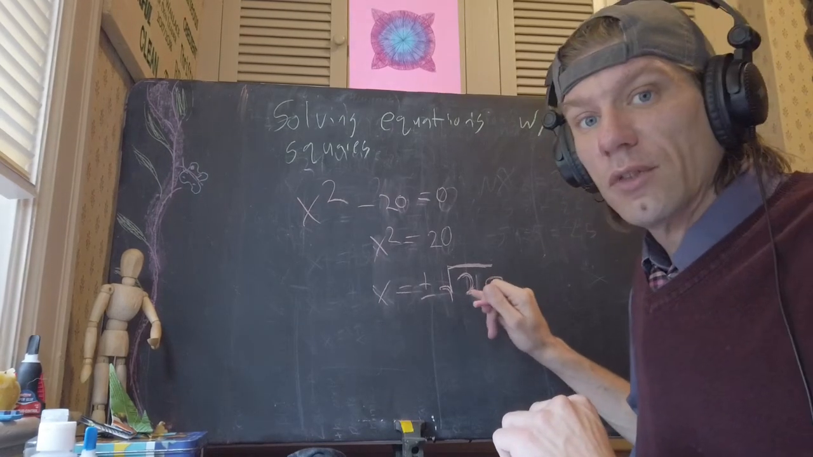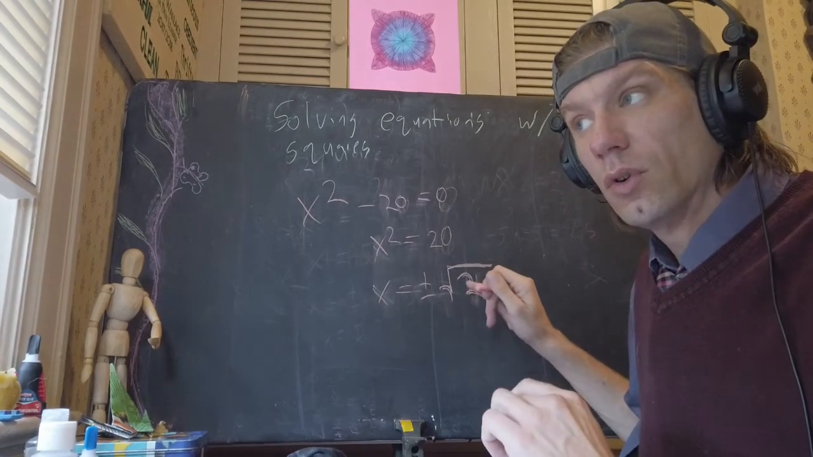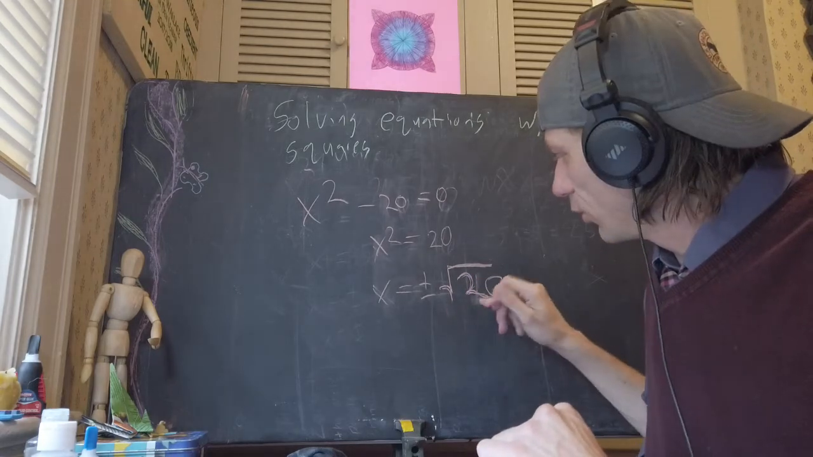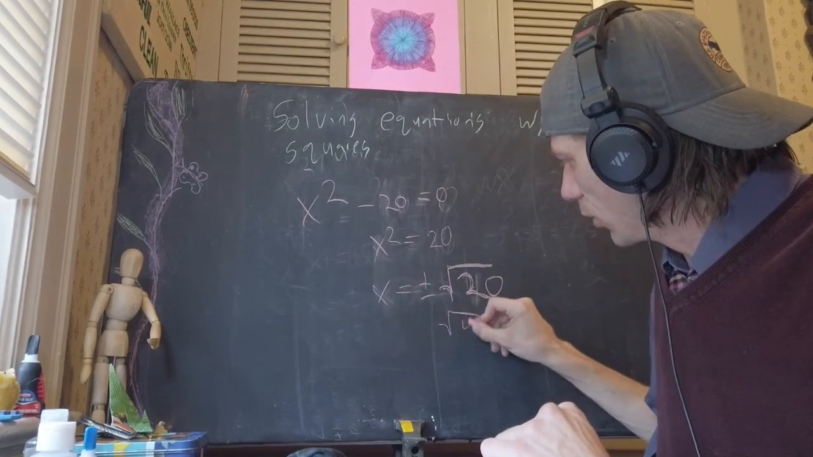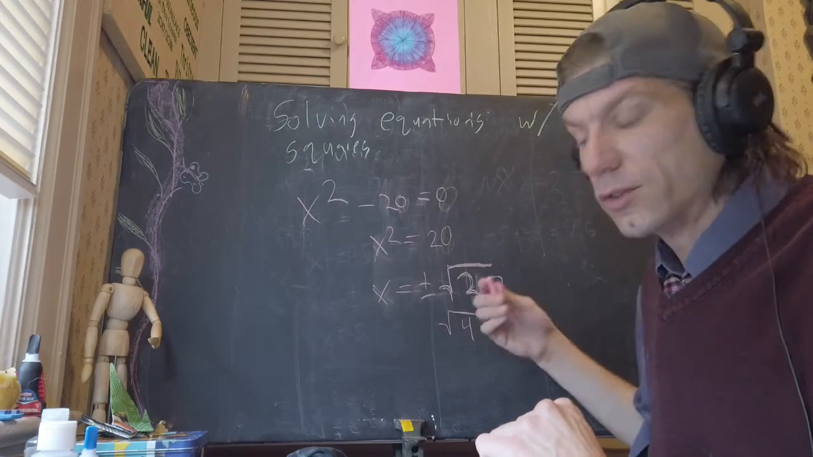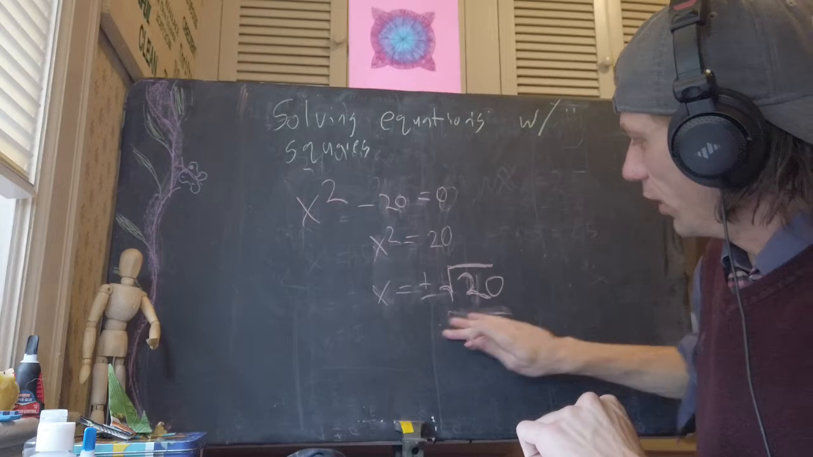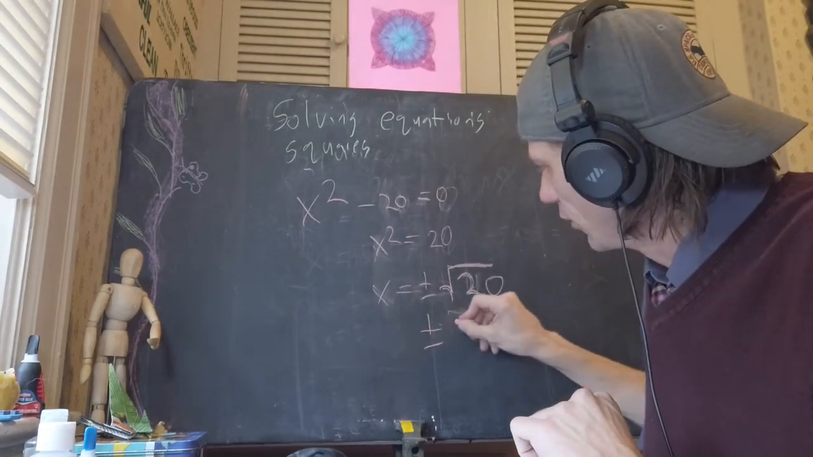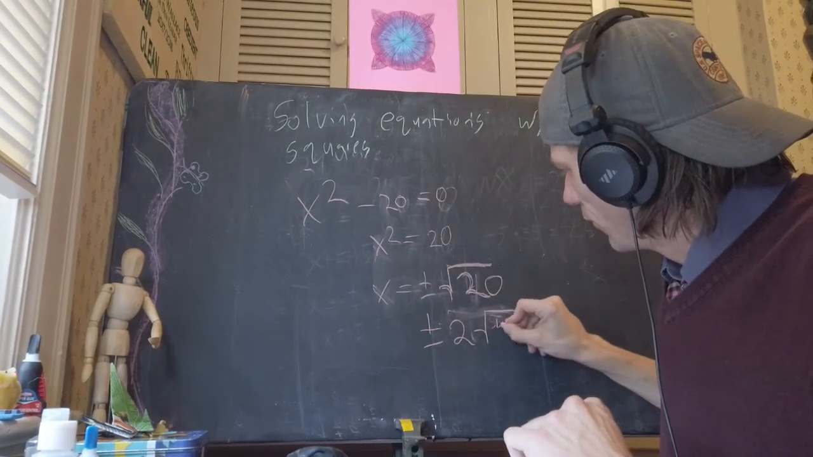And in this one, you kind of have to think in perfect squares, like 4, 9, 16, 25. 4 goes into 20, right? So 4 times 5 is 20, right? The square root of 4 is 2. And so we can pull that 2 out. So we have plus or minus 2 root 5.